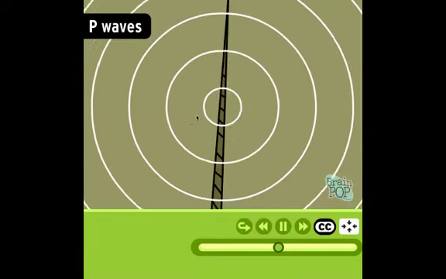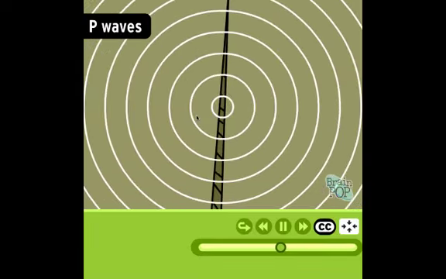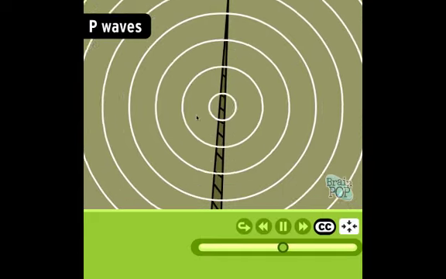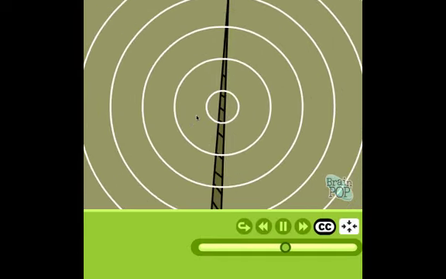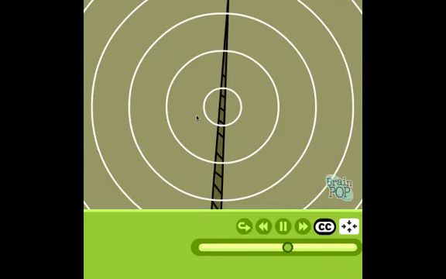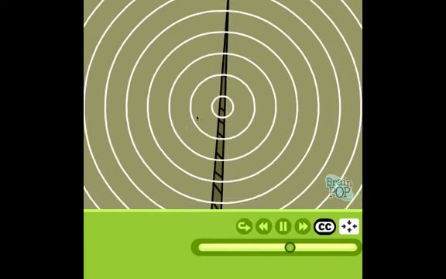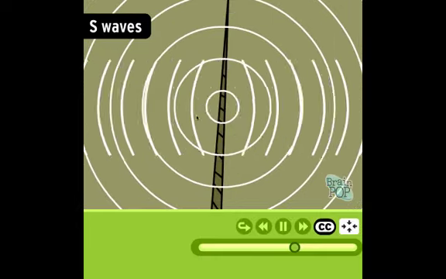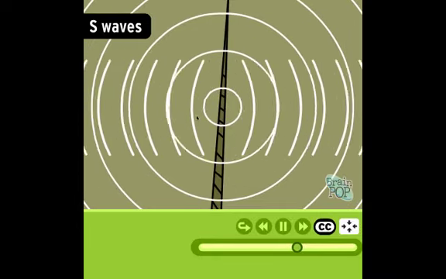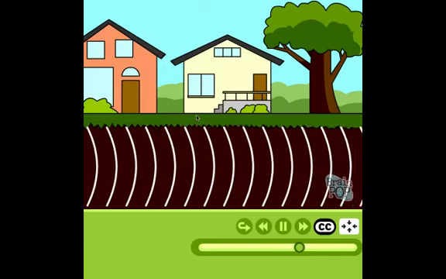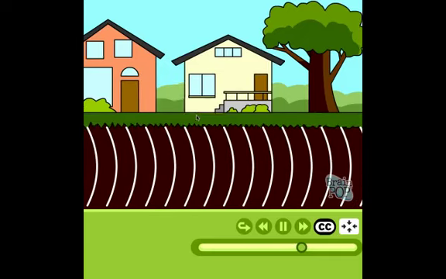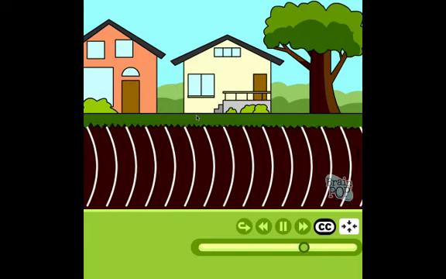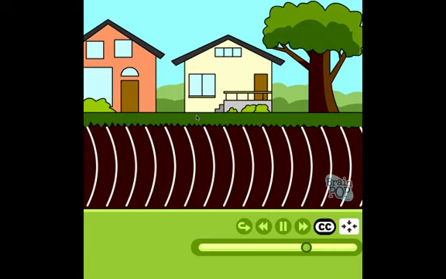P waves, or primary waves, are the fastest of the three, and they're the first to be detected. P waves are like sound waves. They compress and expand both liquid and solid rock as they move through it. Secondary, or S waves, travel at right angles to the direction of movement. They're the ones that cut rock. S waves can't travel through liquid rock, but unlike P waves, they produce vertical and horizontal motion.